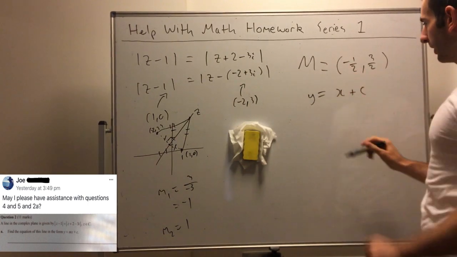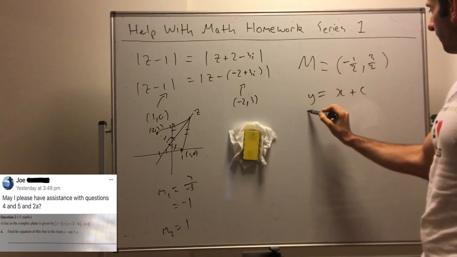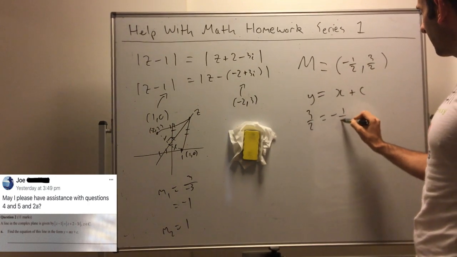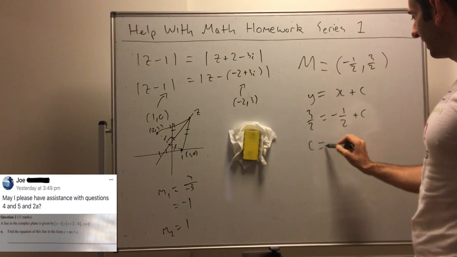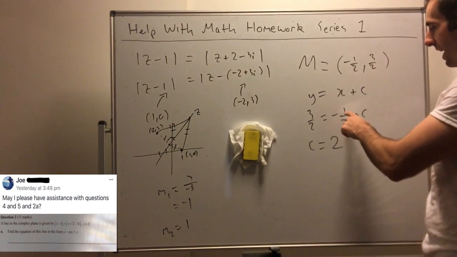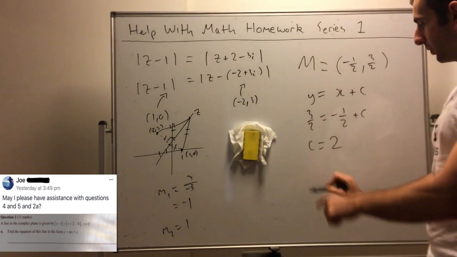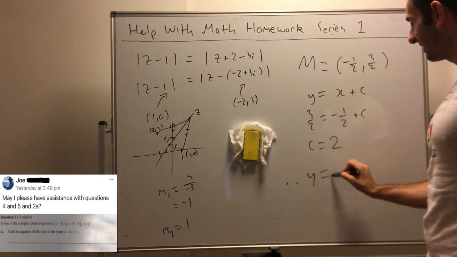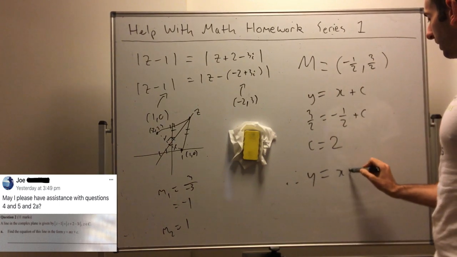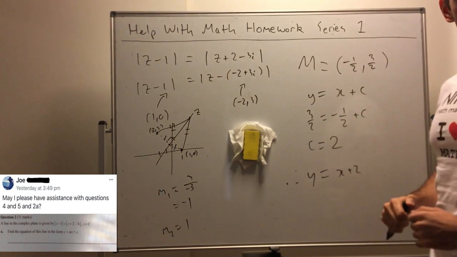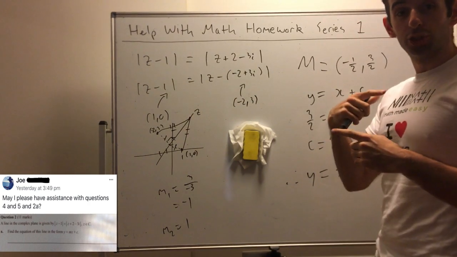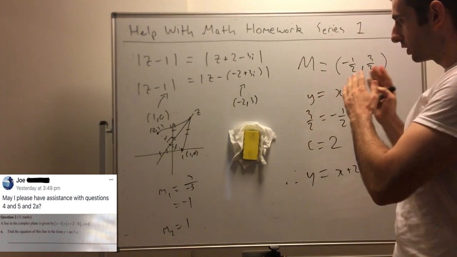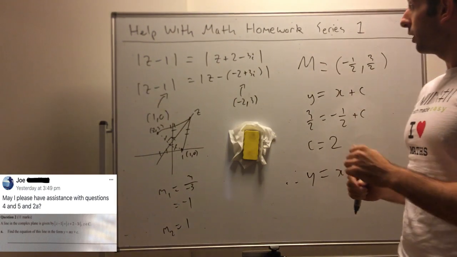So I sub the midpoint in because that lies on the line. So 3 on 2 equals negative half plus c, and c equals 2. Right? Add the negative half, you get 4 on 2, which is 2. Therefore the locus is y equals x plus 2. And look how simple those calculations were. Right? Using my geometry knowledge, the calculations were very simple. So Joe, I hope that helps.